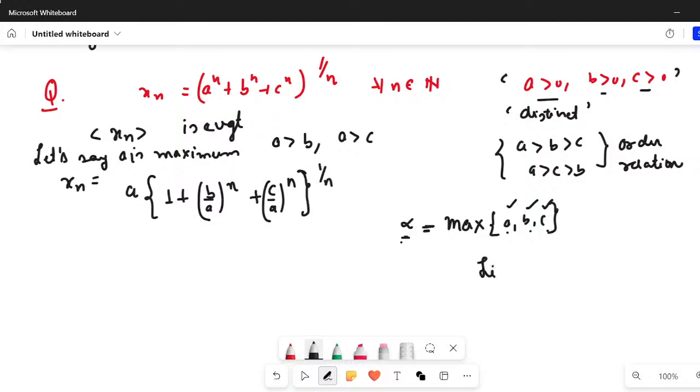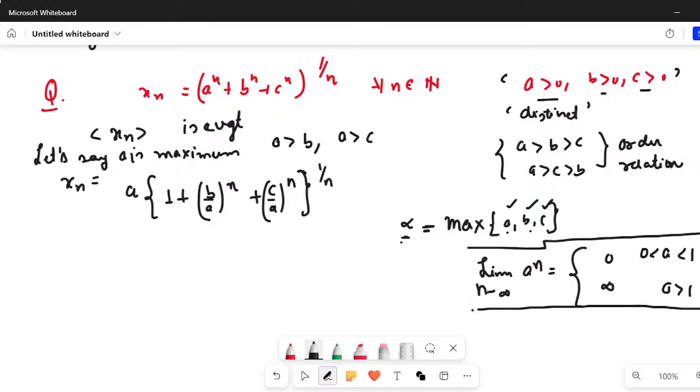Always remember, limit n tends to infinity of a raised to power n is equal to 0 if a lies between 0 and 1. It is equal to infinity if a is greater than 1. Always remember this. If a is greater than 1, the limit n tends to infinity of a^n would be infinity, and if a lies between 0 and 1, then the limit of a^n would be 0.